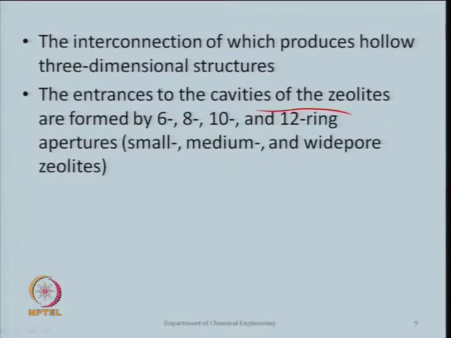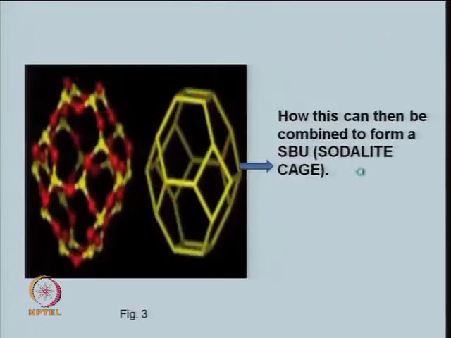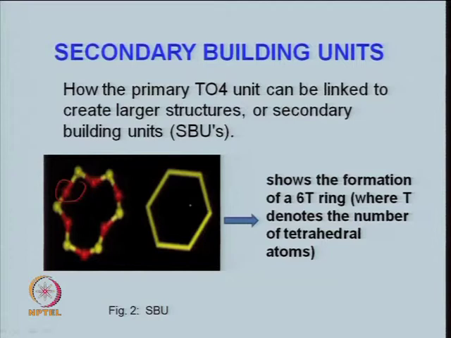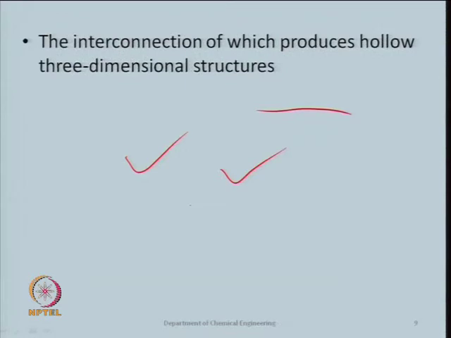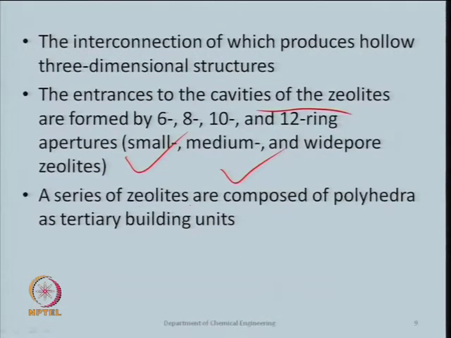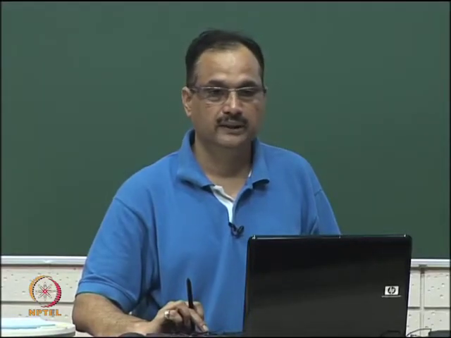Right. So, 6 membered ring, 8 membered ring, 10 membered and 12, right. So, this gives you the opening of that cage, right. So, small pore, medium pore or large pore zeolites, right. So, this gives you the diameter of that cage, what you have seen here in one structure of that zeolite, right. So, different frameworks of the zeolite can be obtained by these interconnecting channels of the zeolite, right. And a series of zeolites are composed of polyhedra as tertiary building units. So, now primary, secondary and tertiary, and you have a definite framework of a zeolite, right.